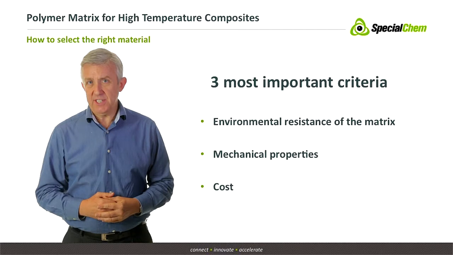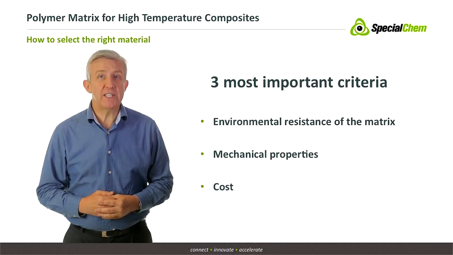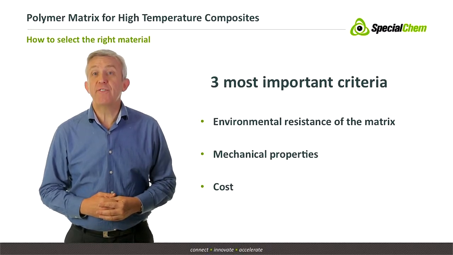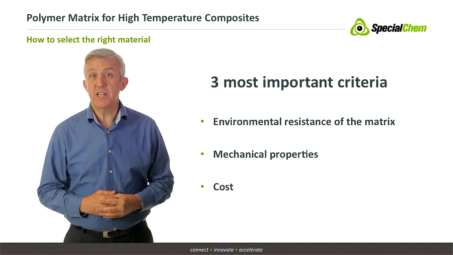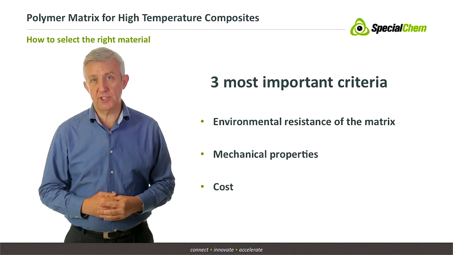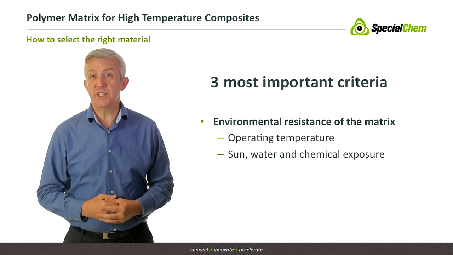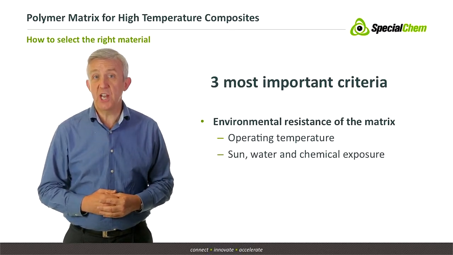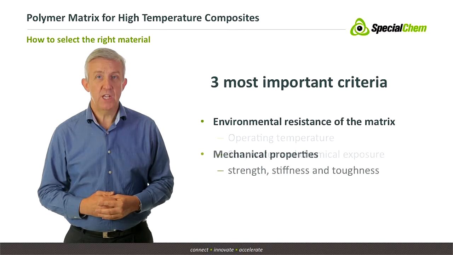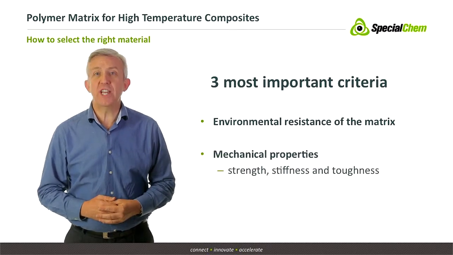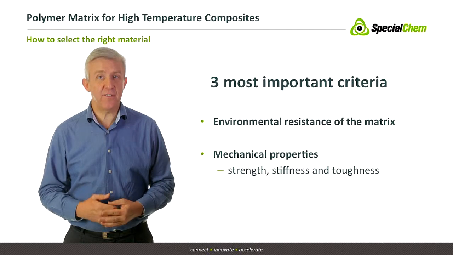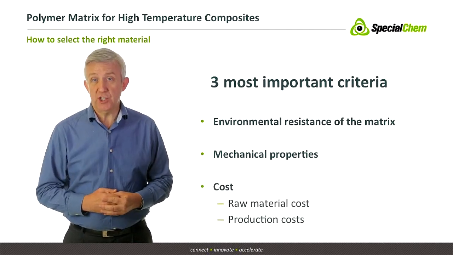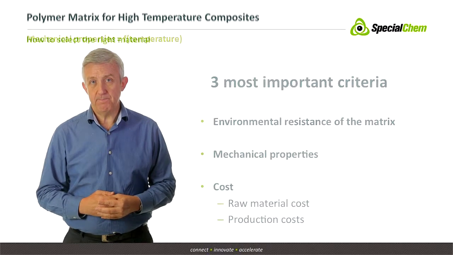There are many factors that need to be considered when choosing the right matrix material. The three most important criteria are environmental resistance of the matrix, mechanical properties, and cost. For environmental resistance, we should be concerned with the operating temperature and exposure to sun, water, and chemicals. For mechanical properties, we should think about strength, stiffness, and toughness. In terms of cost, both the material and the production costs need to be considered.